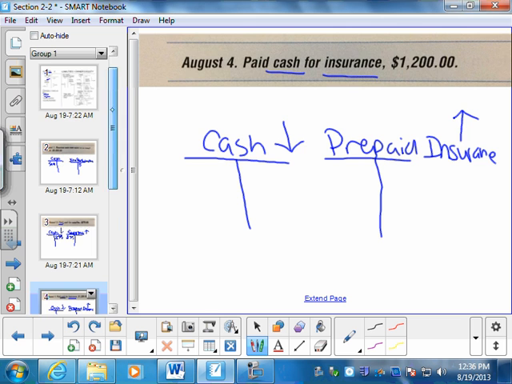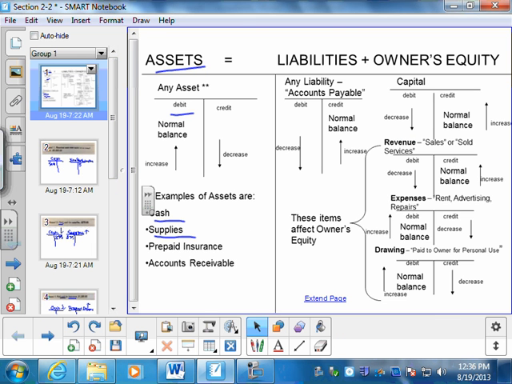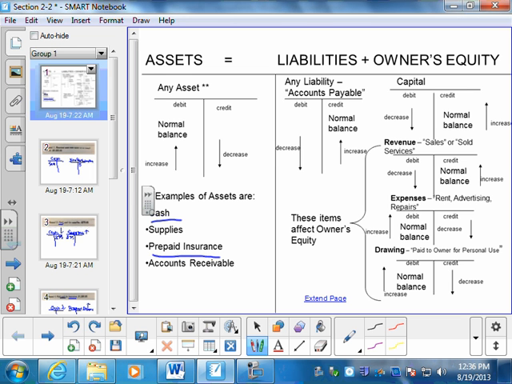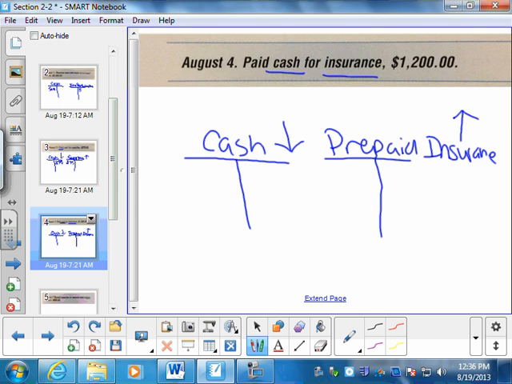So go back to your chart. And we're dealing with cash and prepaid insurance. Those are both assets. So if we want to increase the asset, we debit it, and if we want to decrease it, we credit it. So we're going to go back to our transaction. If we want to increase the asset, we debit it. Debit's on the left. If we want to decrease it, we credit it. Credit's on the right. Debits and credits equal. So we're good.